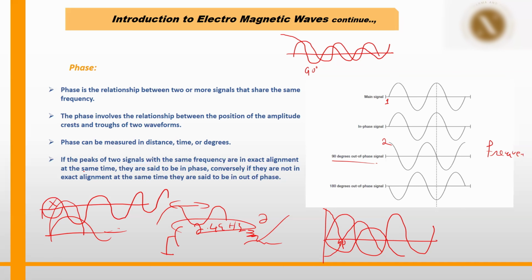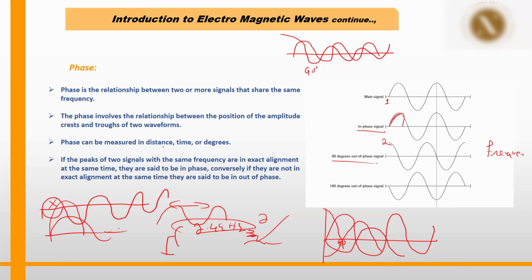So phase is nothing but the relationship between two waves. If you have a wave like this, and one more wave which is exactly in phase, that means it starts at the same time and has the same frequency, then they tend to add to each other. If it is 180 degrees out of phase, then they will cancel each other. Okay, so that's the concept of phase.